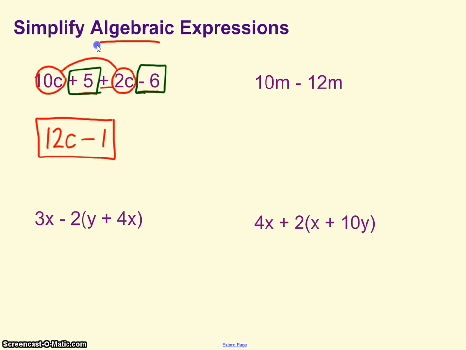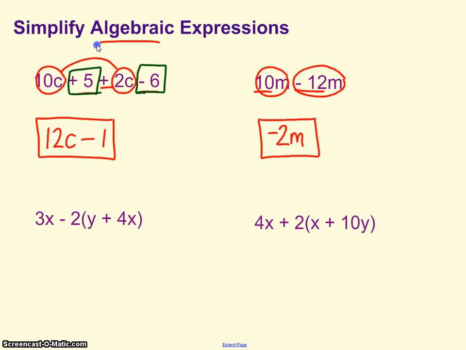So again, we're working on combining our like terms. Moving to the right, we have a 10m and a negative 12m. Those are like terms, and there are no other terms in the expression. So we'll go ahead and combine those. Taking a look at the coefficients, you have 10 minus 12. 10 minus 12 is negative 2, and then the m stays with it. And that's our final answer on this one.